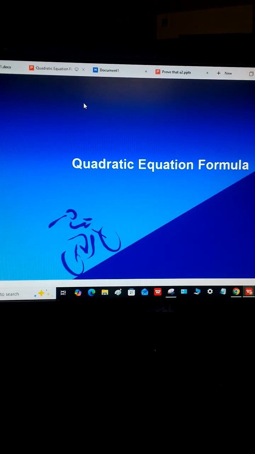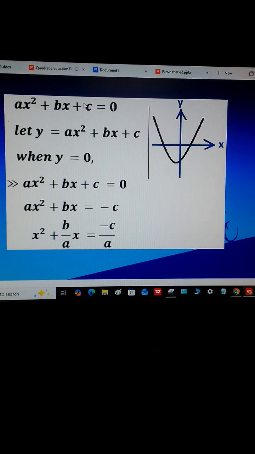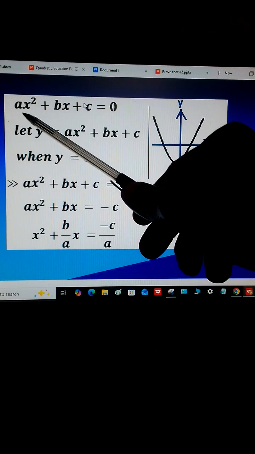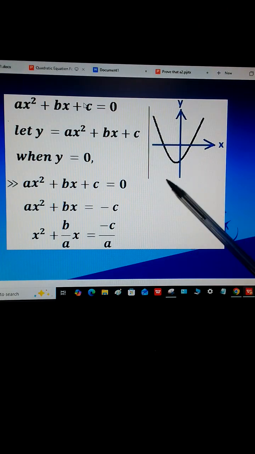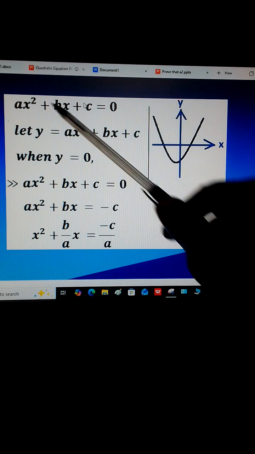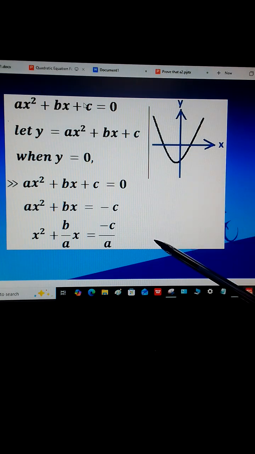My name is Samuel. In this video, I want to talk about the quadratic equation formula. I want to derive an expression for the quadratic equation formula. Now the quadratic equation is of the form ax squared plus bx plus c is equal to 0. The power is 2, right?